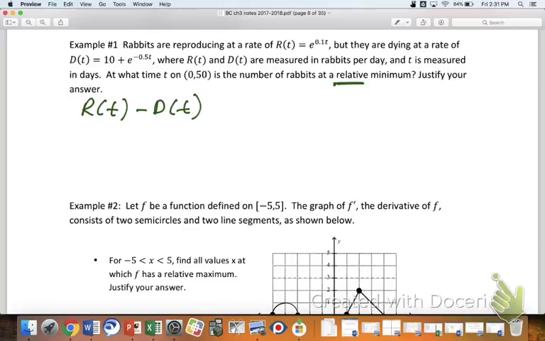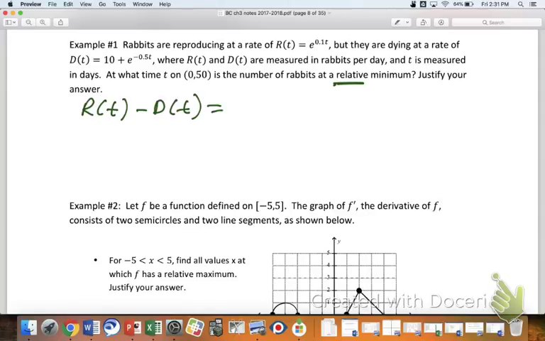Here's where it's really tempting to make a mistake. If I want to set the derivative equal to 0, what is R of t minus D of t? Is that the derivative, or do I need to differentiate that? Isn't that already the derivative? It is. So it's really tempting. Some people think, hey, I'm in a calculus class, I better be finding derivatives. You already found it. It's right there, R of t minus D of t. You don't have to do any extra work to find it, but you do need to identify it as being the rate of change of the number of rabbits.